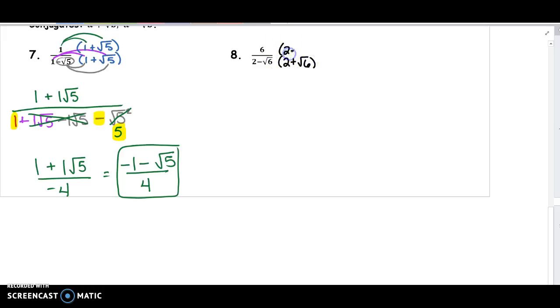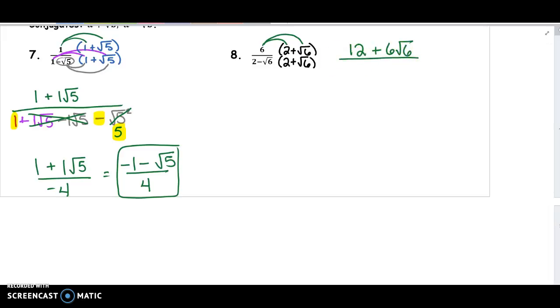And whatever we multiply to the denominator, we have to also multiply to the numerator. In the numerator, 6 times 2 is 12. 6 times the square root of 6. 6 is a whole number. The square root of 6 is a radical, so we can't actually combine them. We can just smush them together into 6 times the square root of 6.